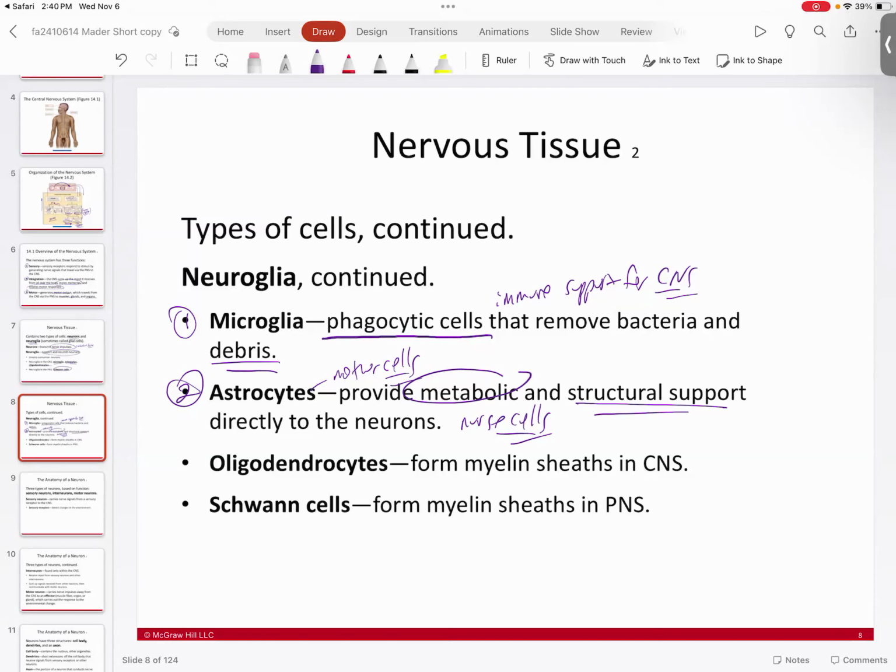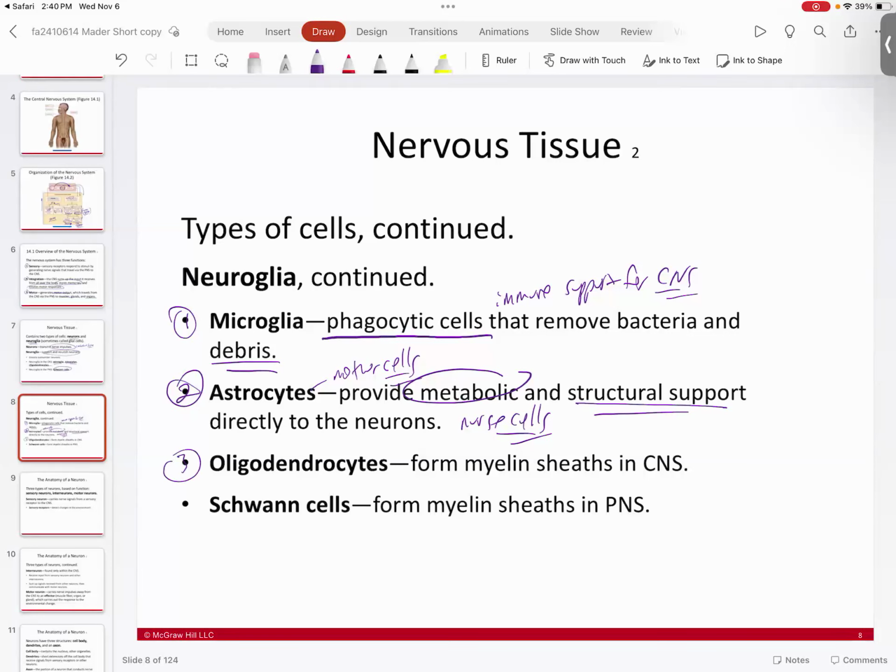But who gets to feed the baby? Does the baby feed itself? No. Nutrition to the baby comes by way of mom. Matter of fact, everything the baby needs comes by way of mom. And so the same thing is true for the astrocytes. Everything that the neuron needs comes by way of the astrocytes, including nutrition.